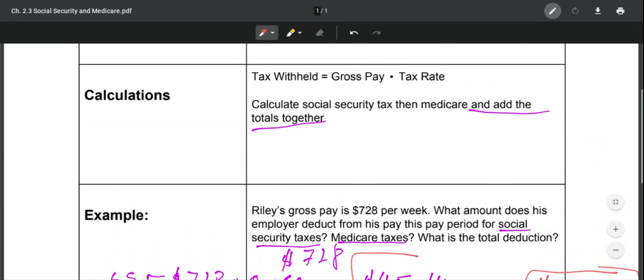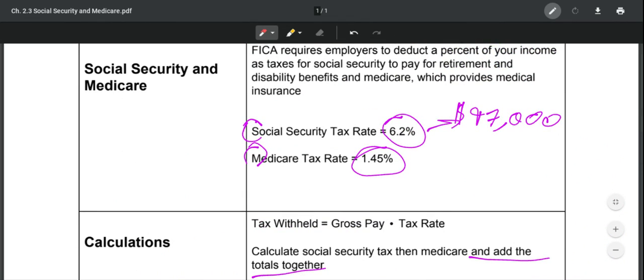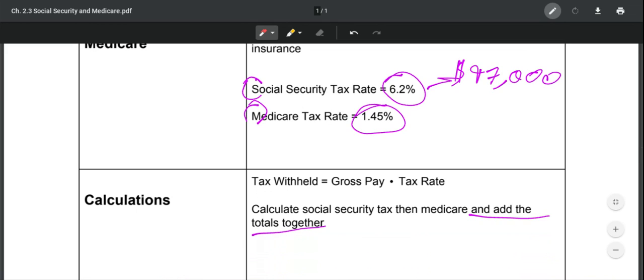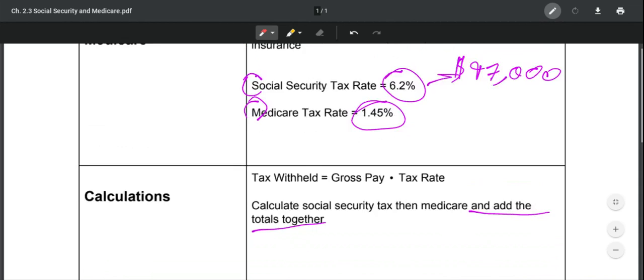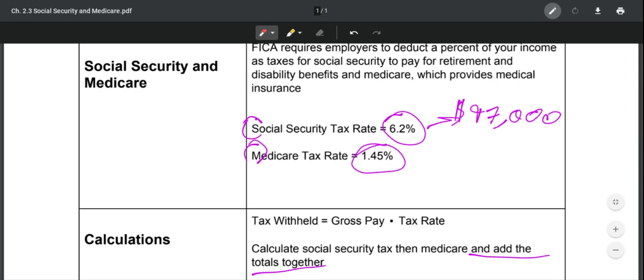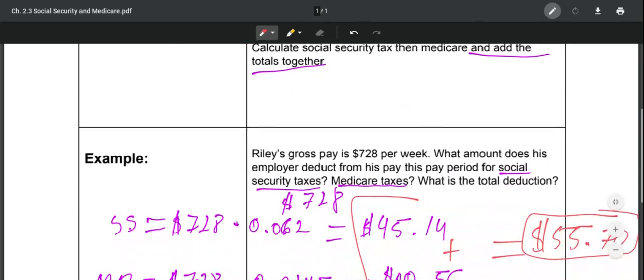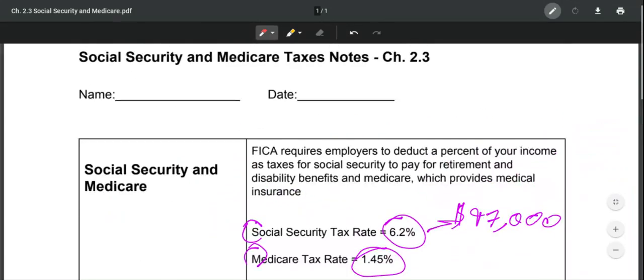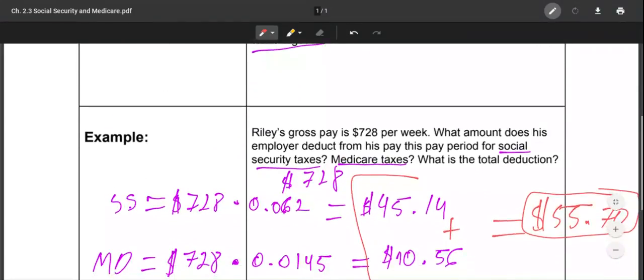You just need to make sure you know the tax rate for each of these. Social Security tax is 6.2%, Medicare is 1.45%. And to find your total, you just do each of these separately and then add them together. This will be a pretty quick video because that's really it.